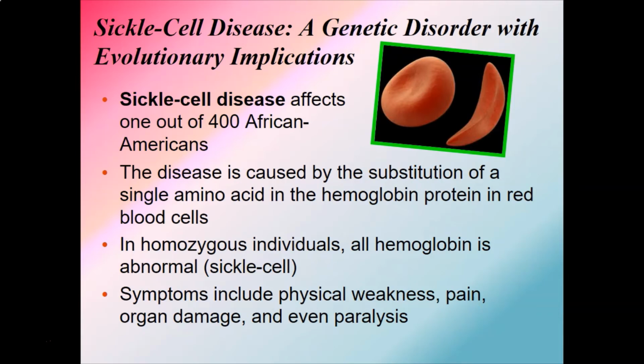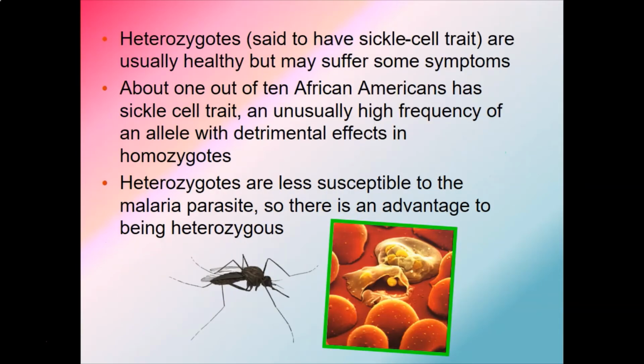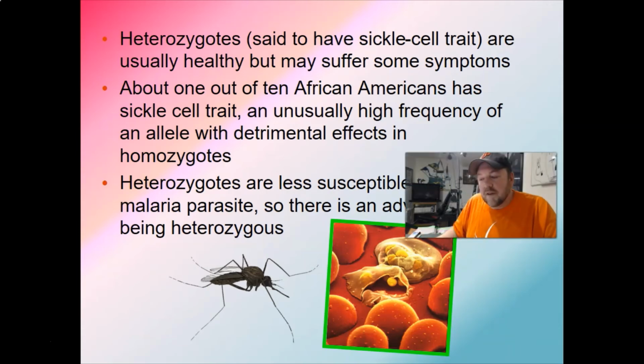So let's go back for a second. Why do so many people have this disease? Or at least carry it? Well, heterozygotes, which we say have the sickle cell trait, are usually healthy but may suffer some symptoms. So this is basically like saying a carrier of sickle cell, right?